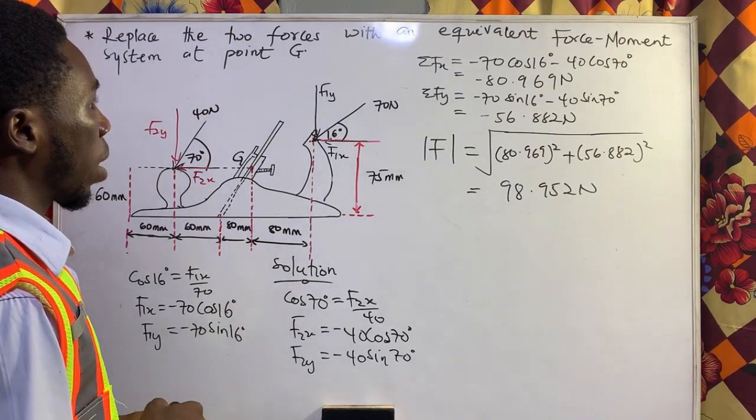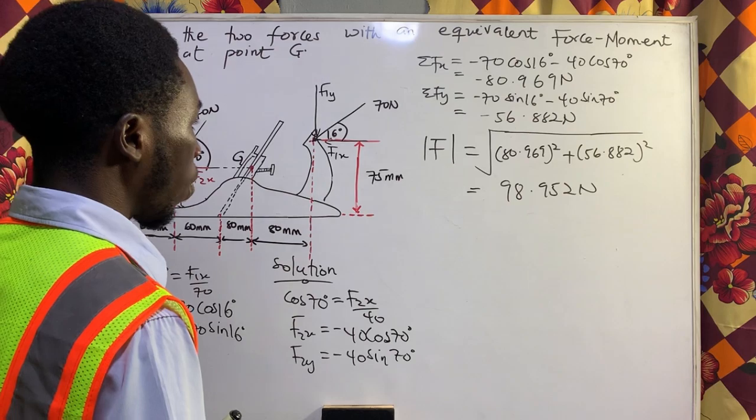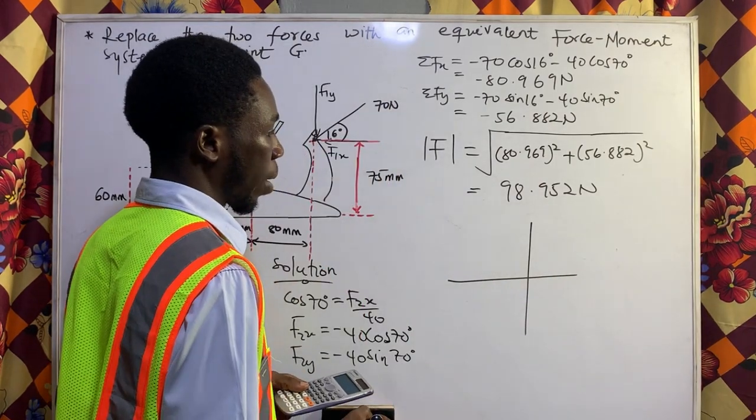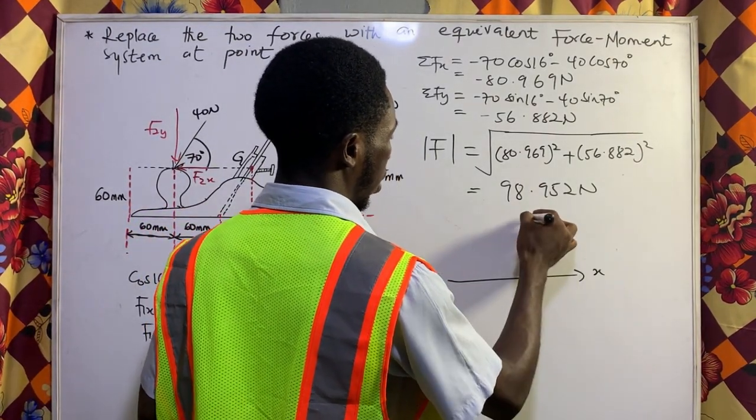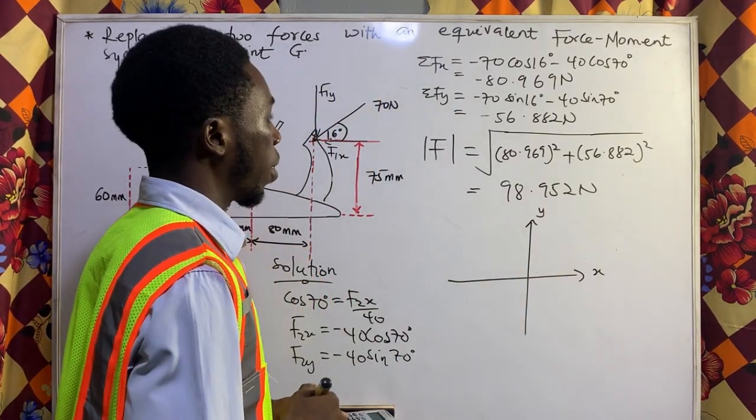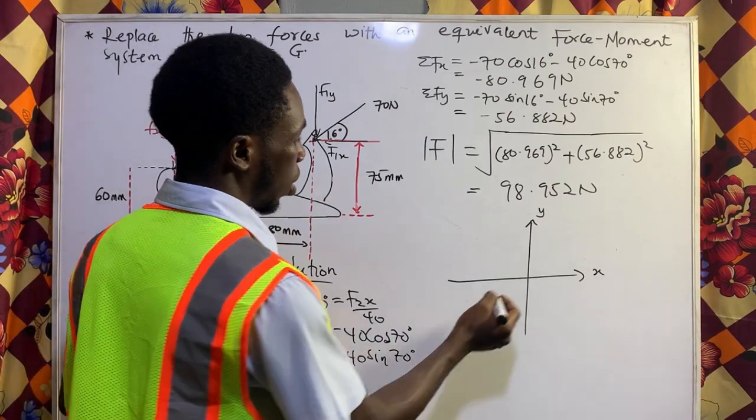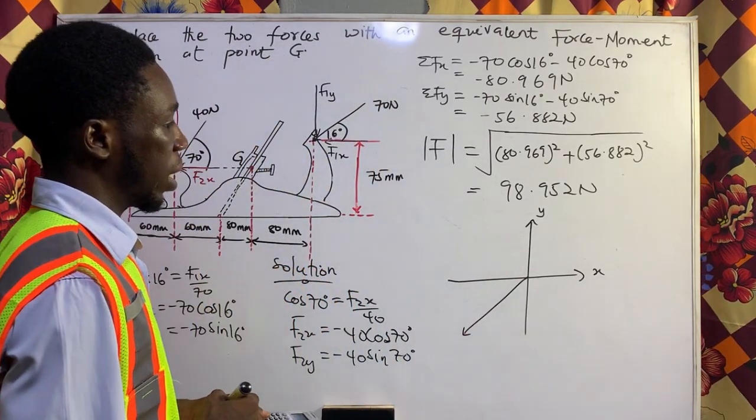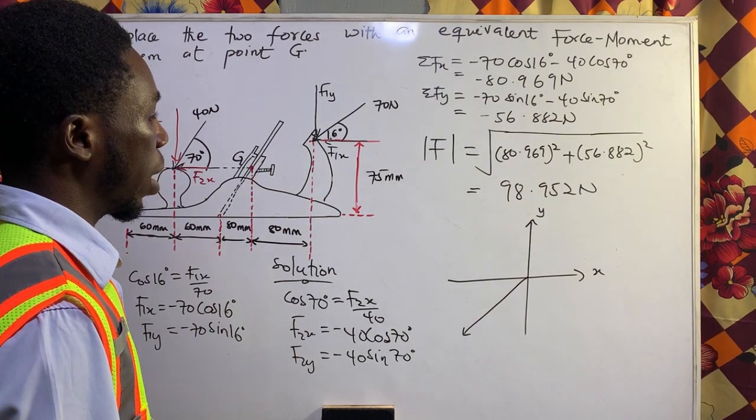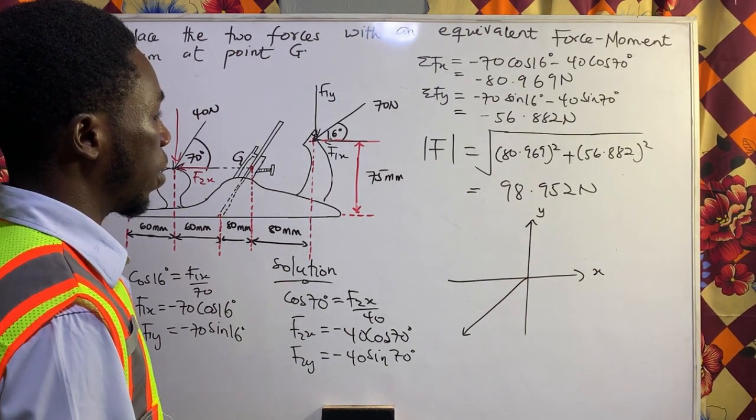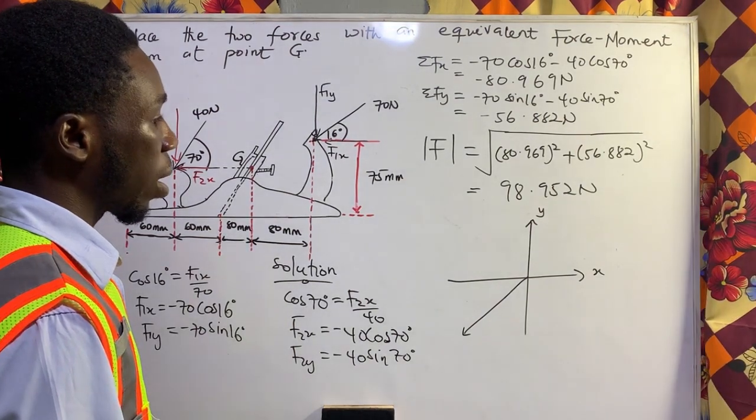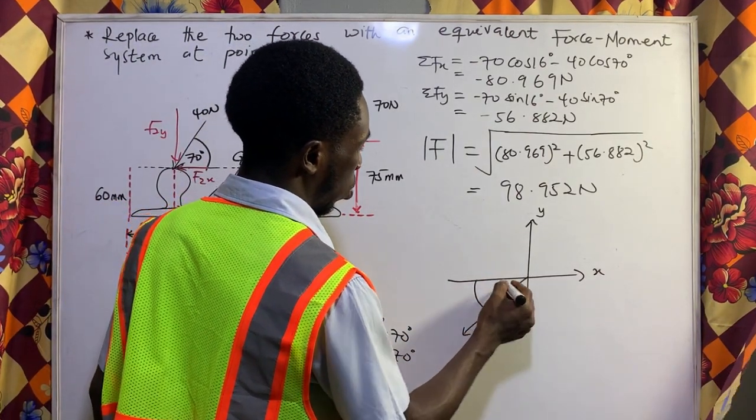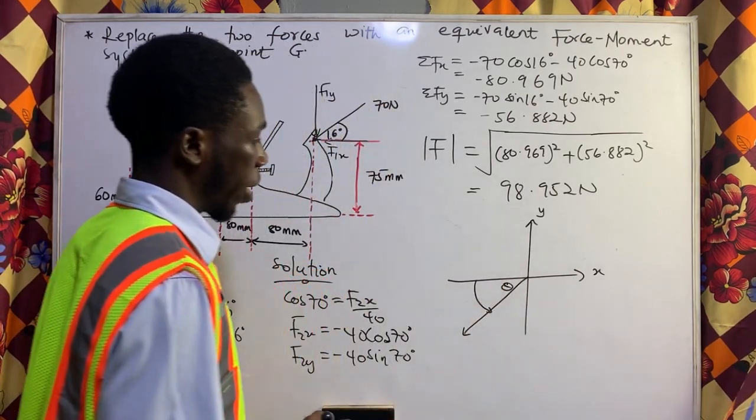Now let's find the direction. Both components are negative. So if I indicate it on the xy plane, with the positive x and the positive y, since both components are negative, our resultant force is going to be here. Now let's measure the angle it makes with the negative x-axis, in the counterclockwise direction, going in this direction here. So we want to find this angle here, theta.